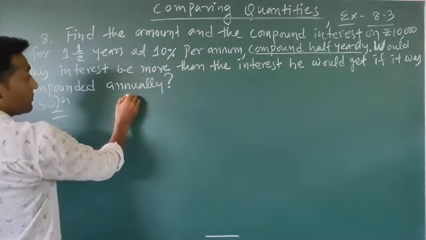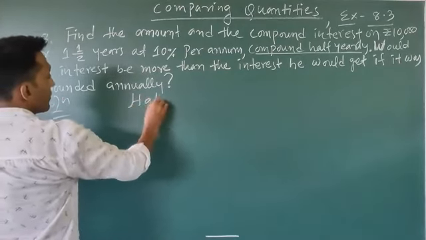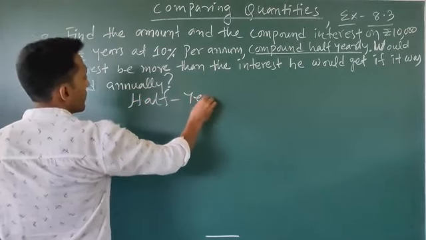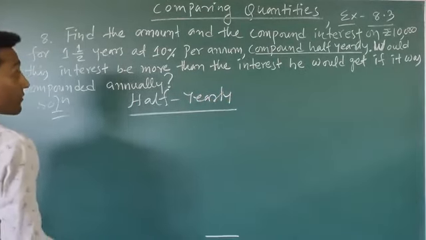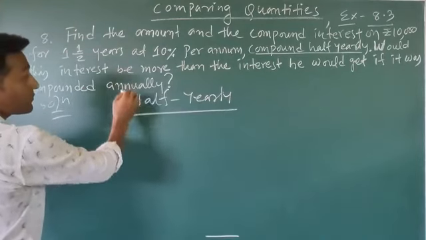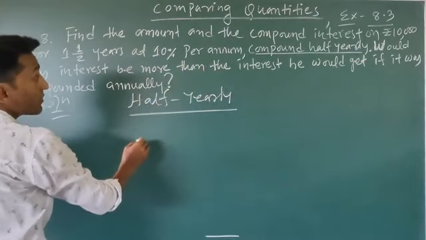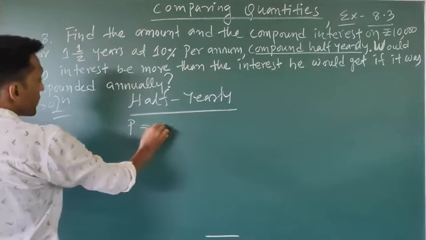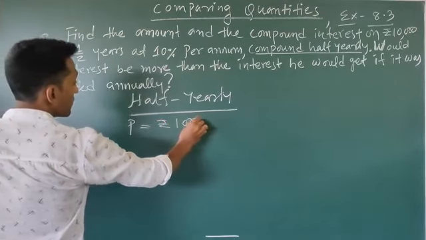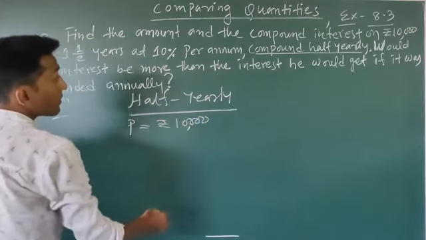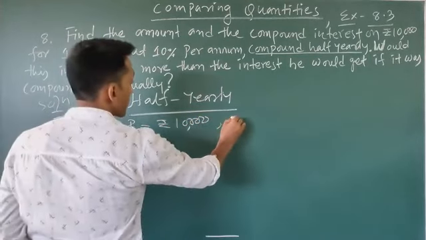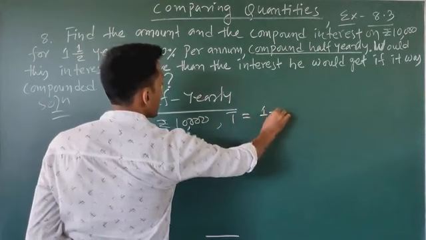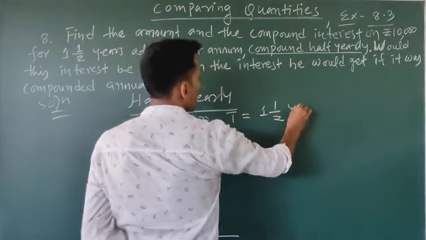First, half yearly, rate of interest in half yearly. Compound interest on rupees 10,000. So principal amount is rupees 10,000 for 1.5 year. Time is 1.5 year.